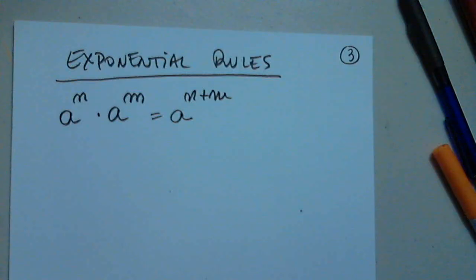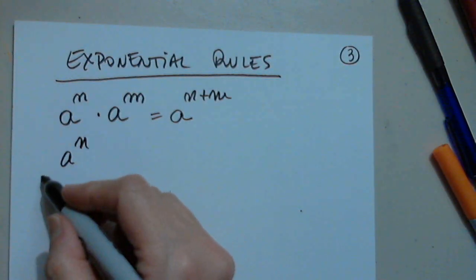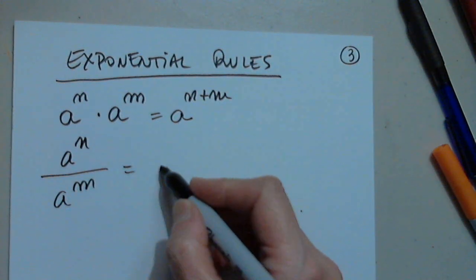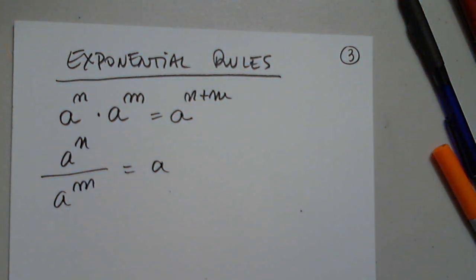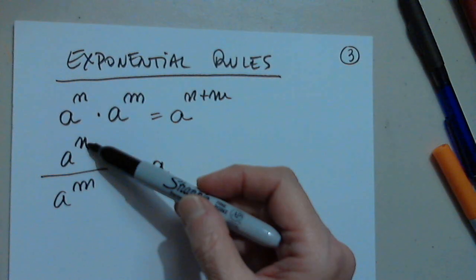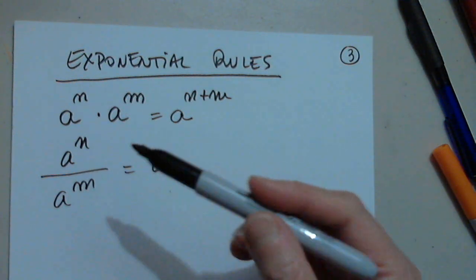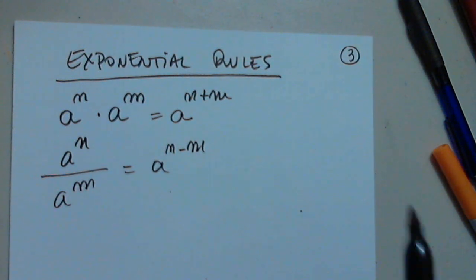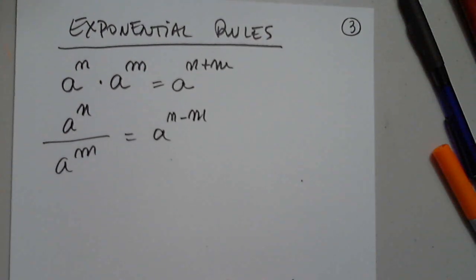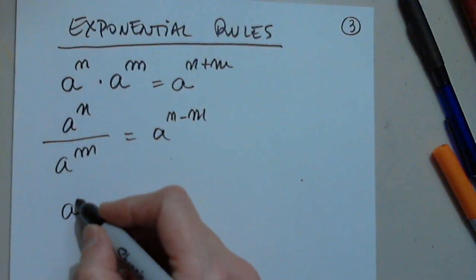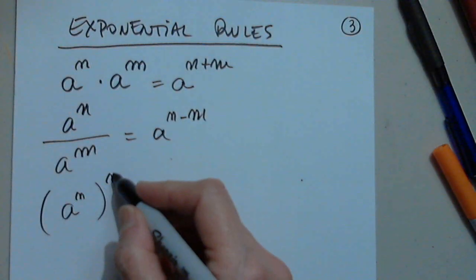Next one. A to the nth power over a to the mth power. We copy the base and subtract. And it's always in this order. From this, we subtract this. From n, we subtract m. A to power n, everything to the mth power.